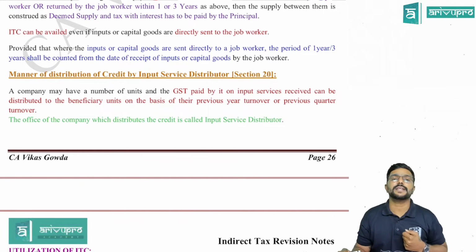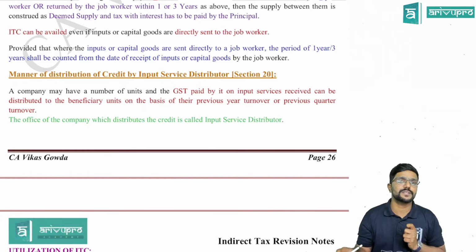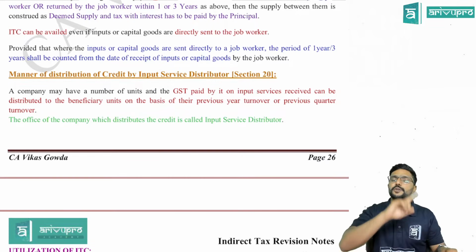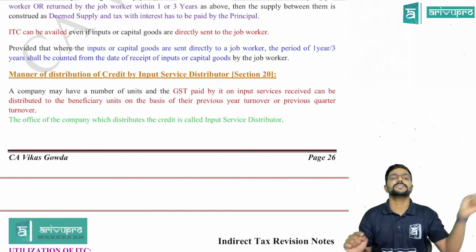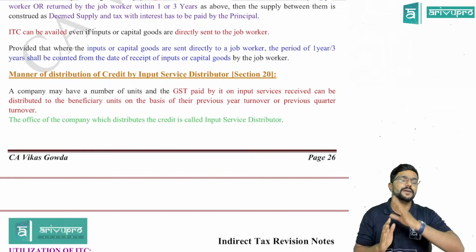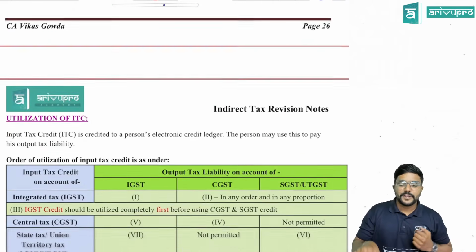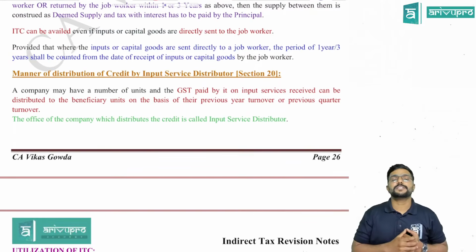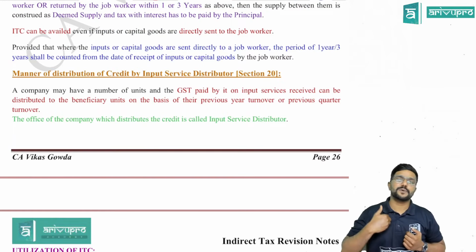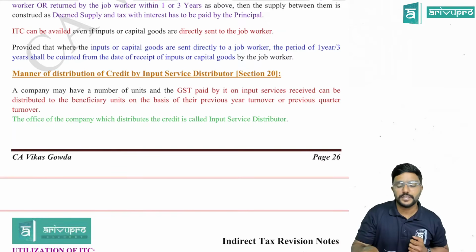So whoever is taking that responsibility to distribute the credit to various recipients who have actually enjoyed the service is called input service distributor. So input service distributor will distribute whatever is the total credit to various recipients based on previous year turnover. If previous year turnover is not available for all the recipients, then they will take previous quarter turnover, guys. Then if by chance excess credit is distributed to any recipients, then it is the responsibility of input service distributor to recover that. That is what is mentioned in section 21.